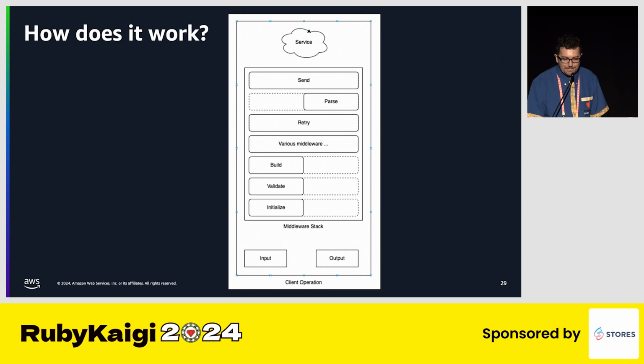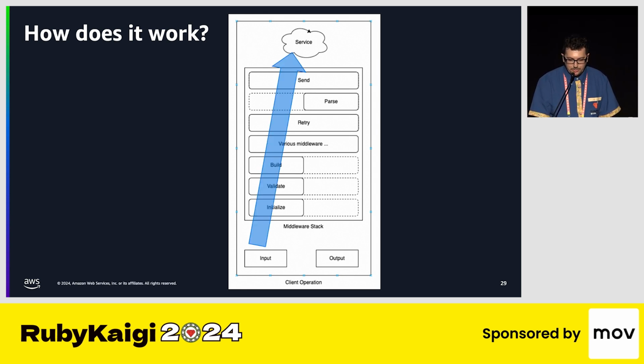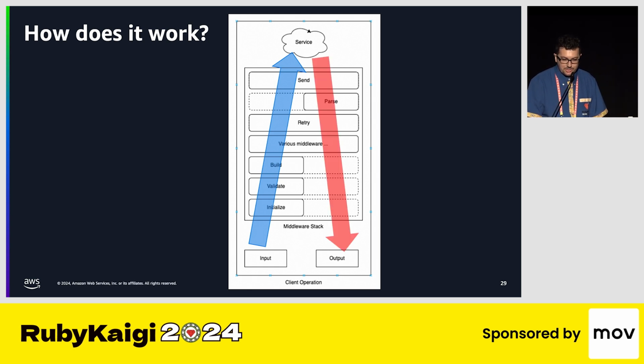So how does it work? The SDK works on a middleware system similar to Rack. We have an input object and it's passed through middleware, with each middleware having a specific duty and delegating to the next middleware. We can see that our input flows through some initialization steps, validation, request building, retry handling, and finally it's sent to the service. The service response is then parsed. Maybe it's retried if it's a retryable error, and it flows out to the operation as output.